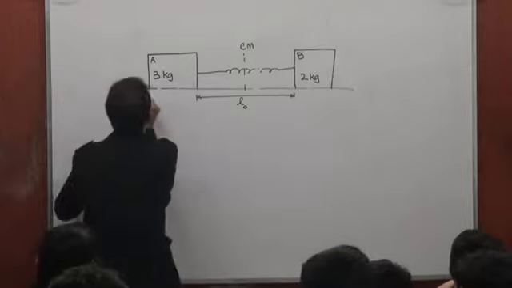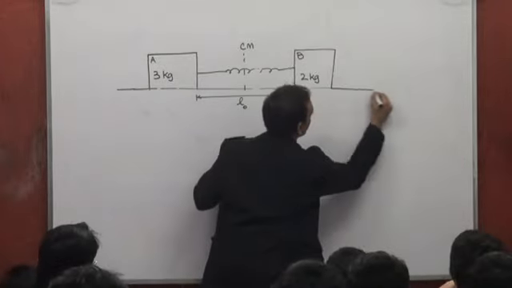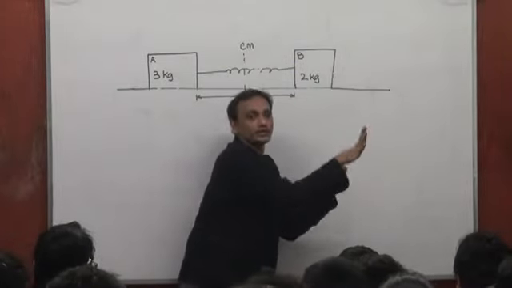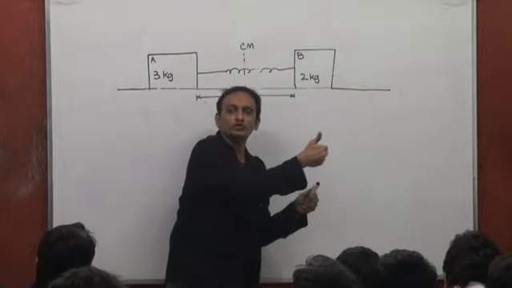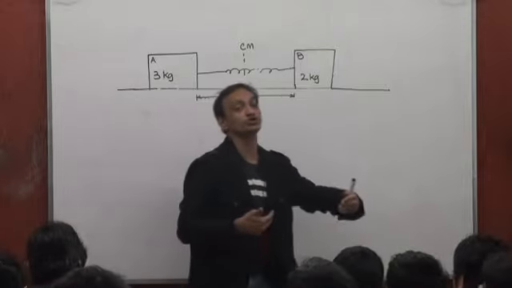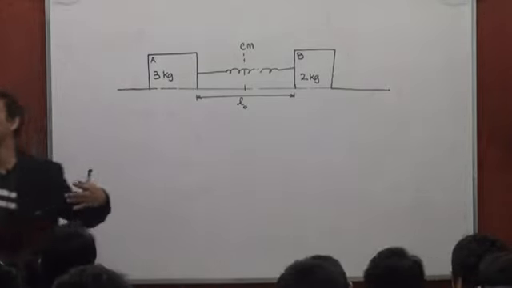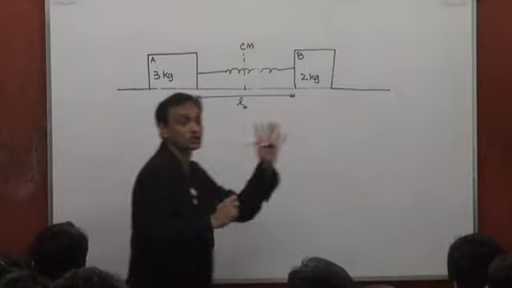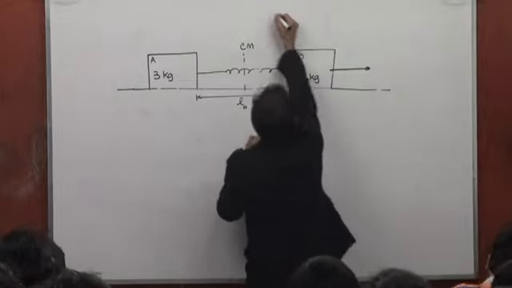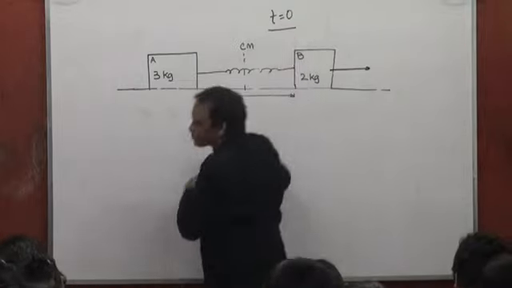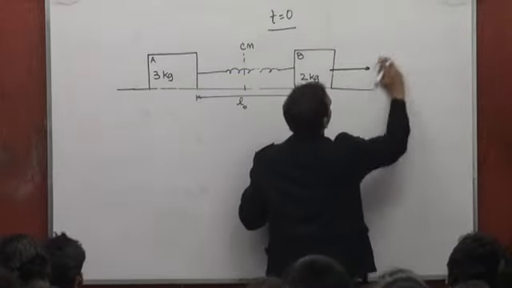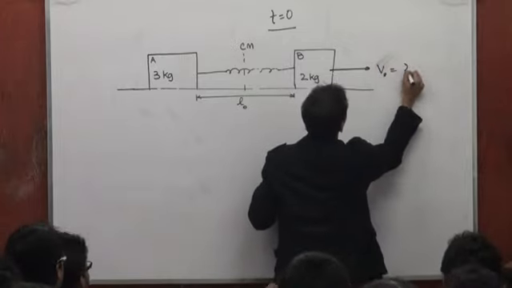Now, say I give the 2 kg block an impulse to the right, and the block develops a velocity of 2 meters per second, such is the impulse. All of this is at time t equal to 0, when the spring is still in its natural state. An initial velocity of 2 meters per second.